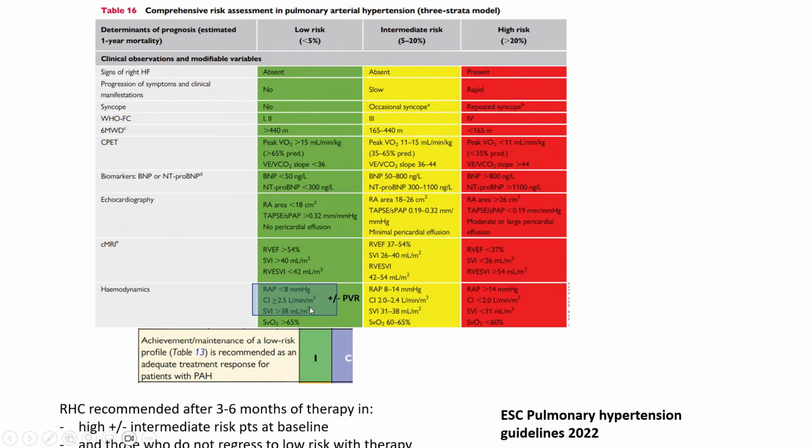And on invasive hemodynamics, it's not the PA pressure that we look at, it's mainly the RA pressure, the cardiac output, and the mixed venous O2. Over 65% is low risk. And when we treat patients, we look at an improvement of those risk criteria. We don't always repeat right heart cath after the baseline. We do consider repeating it after 3 to 6 months of therapy in patients whose baseline risk was high in that risk category, or those patients who are not becoming low risk by other measures.